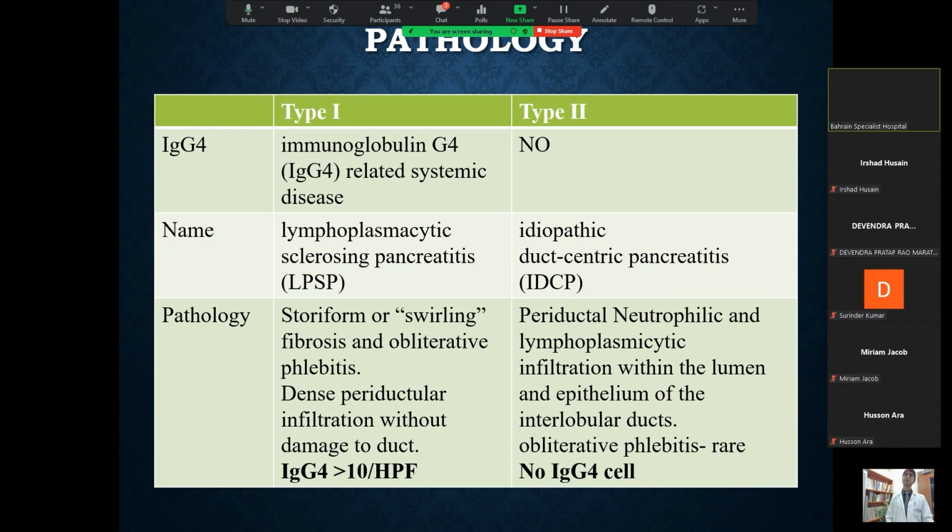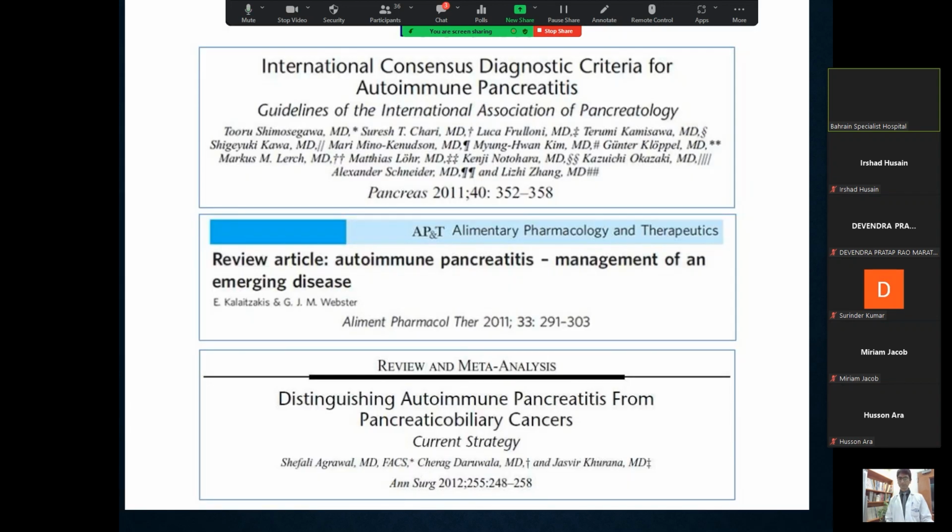And if we look at the IgG4 levels, IgG4 positive cells on biopsy are more common in type 1 and less in type 2. These are my references.